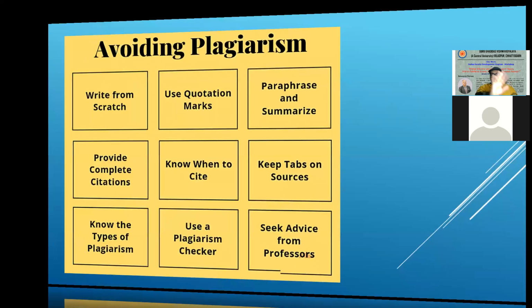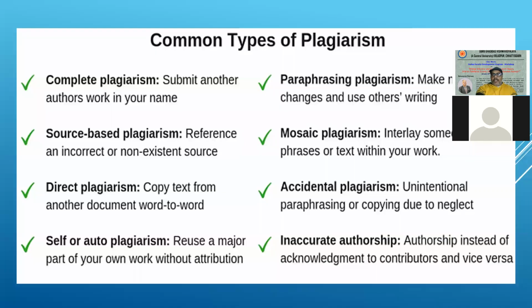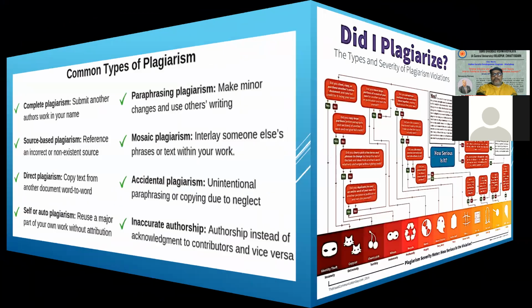Common types of plagiarism, again, I think we have already done this part. Inaccurate authorship: instead of acknowledging contributors, and vice versa also. That is there. Accidental, we have covered. Mosaic, we have covered. Paraphrasing, we have covered. Complete plagiarism, we have covered. Self and auto plagiarism, we have already covered, reusing a major part of your own work without attribution. So I think we covered everything except inaccurate authorship. So I think these are the different common types of plagiarism.